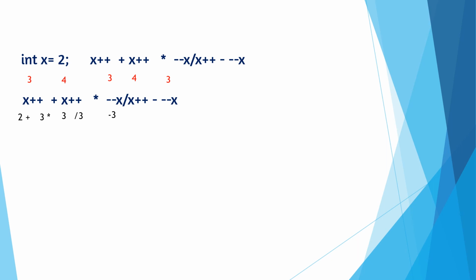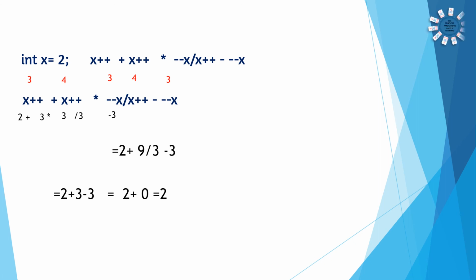So we got 2 plus 3 into 3 by 3 minus 3. So now the multiplication or arithmetic operators are from left to right. So we can do. So 2 plus 3 into 3, it is 9. So 2 plus 9 by 3 minus 3. So when we are having this expression, first here division will be done. That means 2 plus 3 minus 3, 9 by 3 is 3. So 2 plus 3 minus 3. 3 minus 3 is 0. That means 2 plus 0, it is 2.